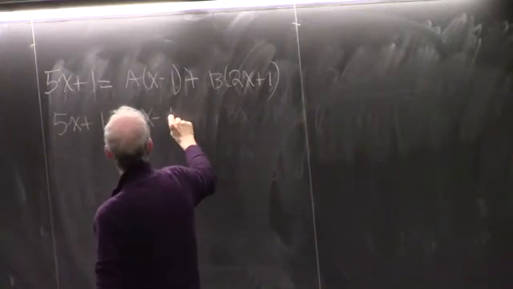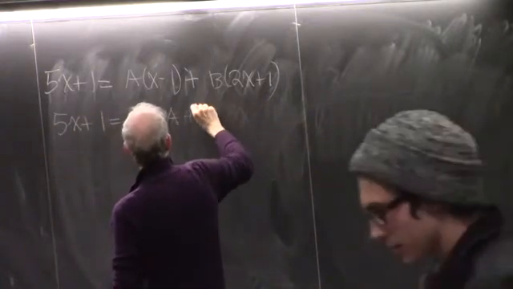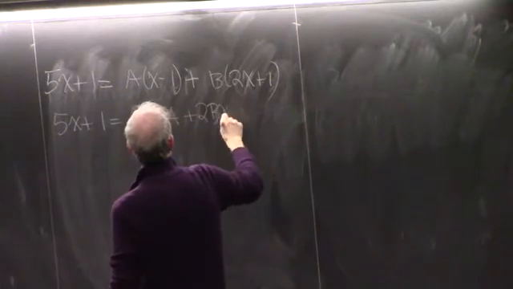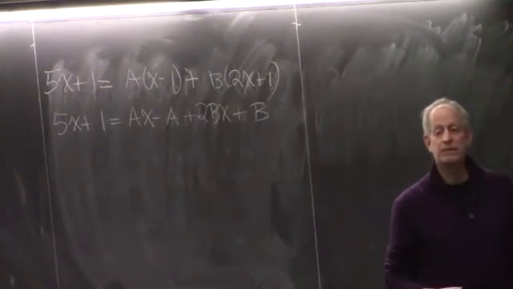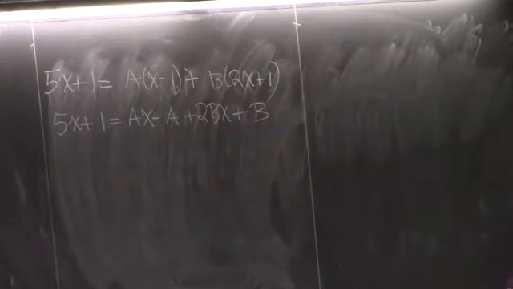Ax minus a plus 2bx plus b. Got that step? Distribute the A, distribute the B.